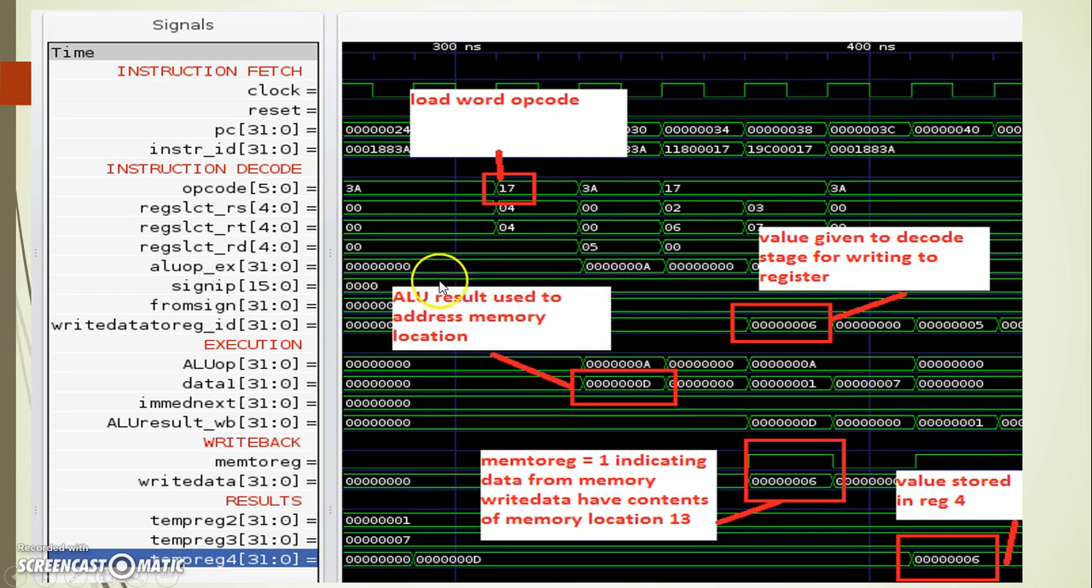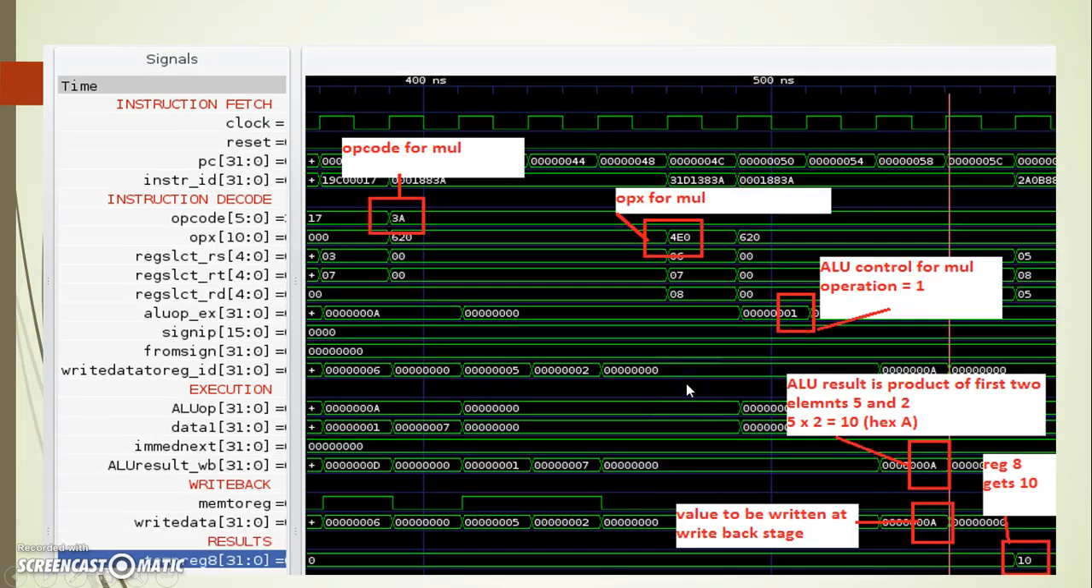So now the ALU result will be used to address a location in data memory, which is hexadecimal D, and its decimal equivalent is 13. Location 13 contains a value 6. You can see the write back stage is selecting mem2reg. In the write back stage, the mem2reg signal is high, indicating that the value written back will be from data memory. Now the 6 is given to the write back stage, and you can see temp reg 4, which is register 4 in the register bank file, is updated to the value of 6.